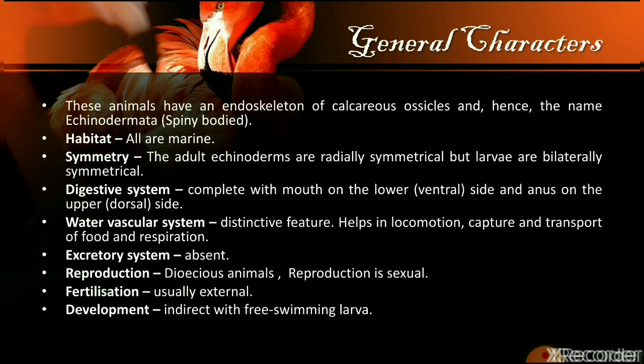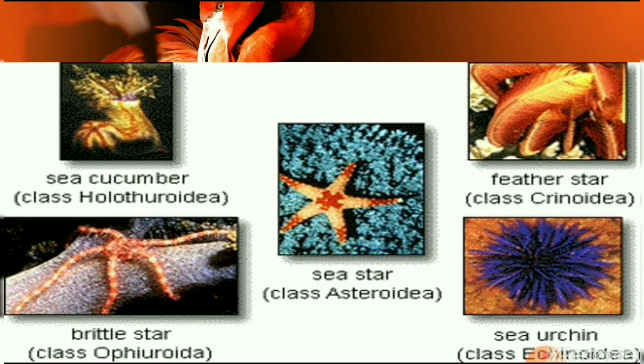They are dioecious animals and hence reproduce by the sexual reproduction method. Fertilization is usually external. Indirect development with a free swimming larval stage is present in the life history of the members of phylum Echinodermata. Some common examples of this phylum are sea cucumber, brittle star, asterias or sea star, feather star, sea urchin.